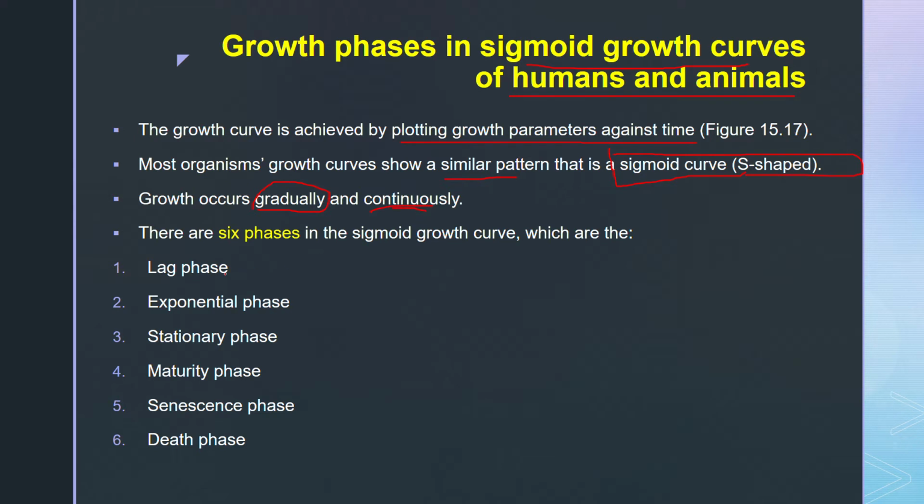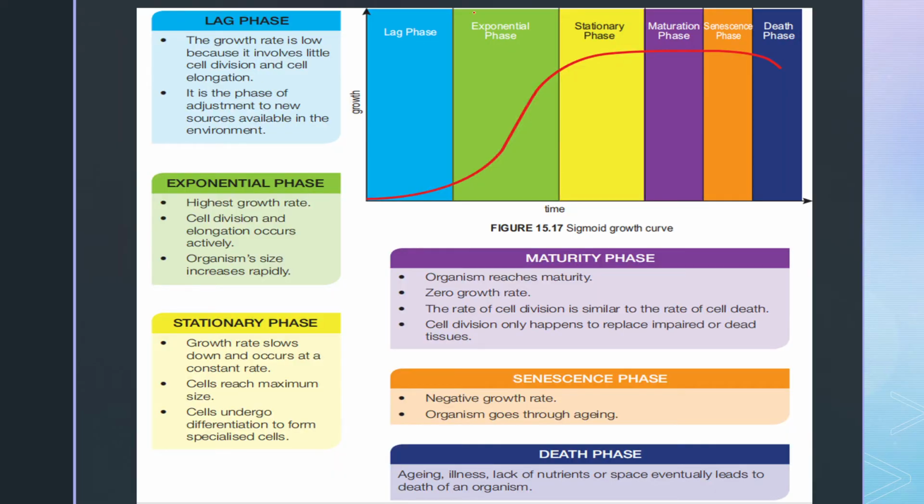Okay, berterusan. There are 6 phases in the sigmoid growth curve, namely the lag phase, exponential, stationary, maturity, senescence, and also death phase, LESMSD. Okay, so this is the graph showing the S shape or the sigmoid growth curve. Okay, bentuk macam S. So let's look at the color.